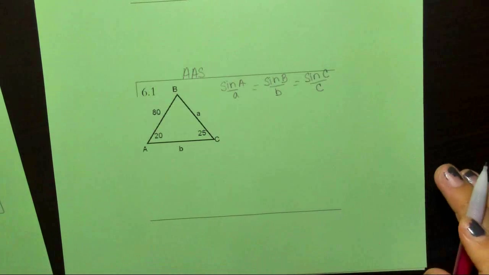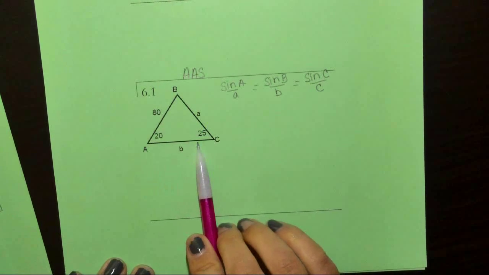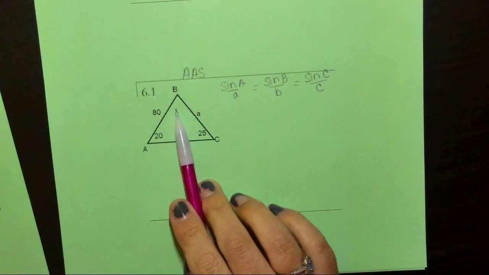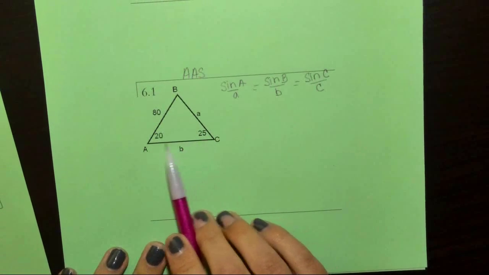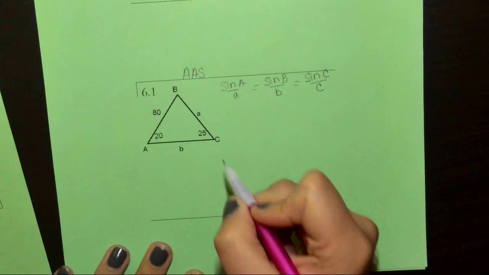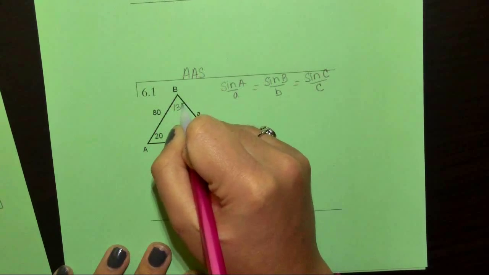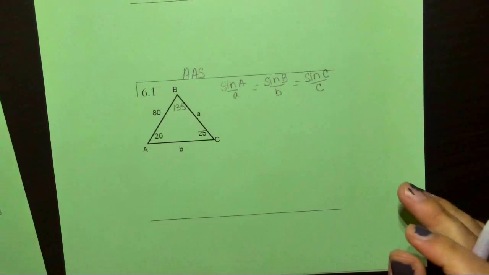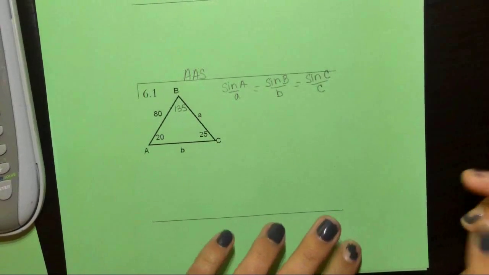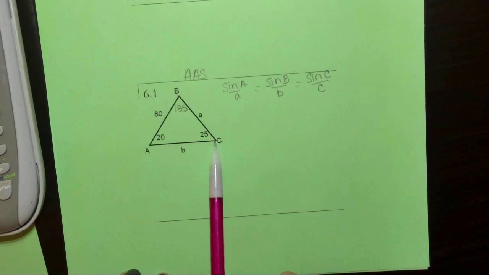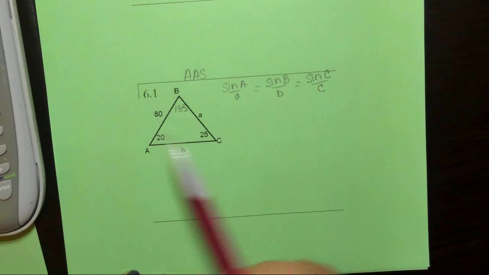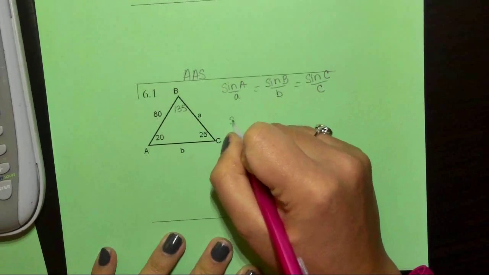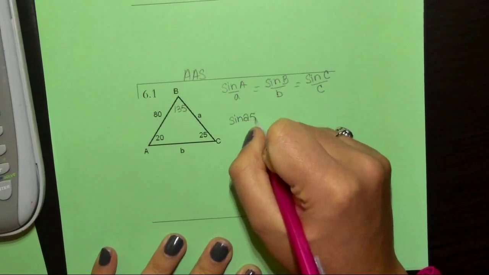Okay. So we have 2 angles given to us. We should find that third angle right there. 20 plus 25 is 45. Subtracted from 180 is 135. Okay. So now you can see that we have angle C and side C given to us. So we can use that pair there.